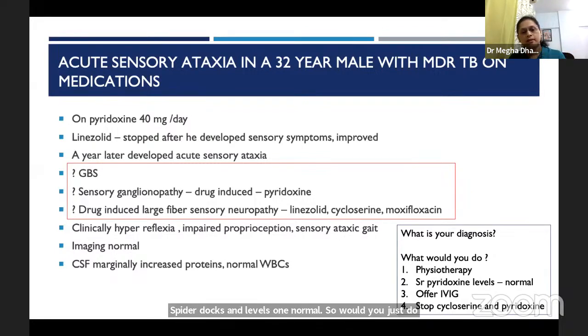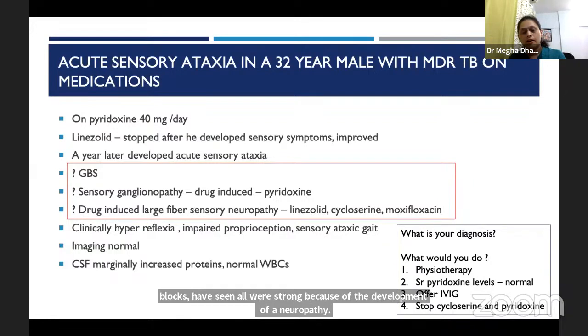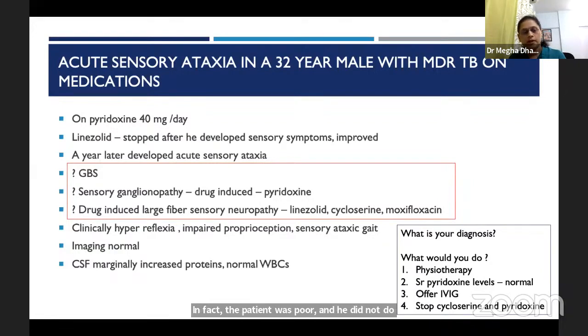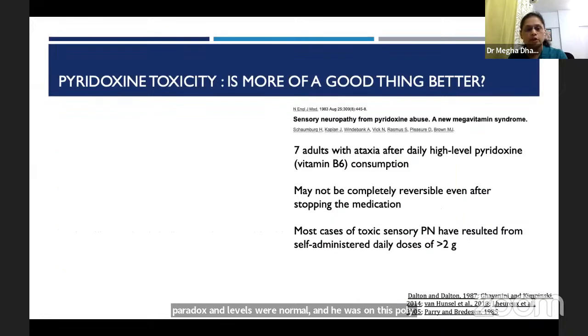Other medications, linezolid, cycloserine, moxifloxacin, all were stopped because of the development of a neuropathy. In fact, the patient was poor and he did not do anything. He refused IVIG. Eventually, after 3 months, he improved gradually. He's walking normally now and he's happy. So I feel this is a drug-induced sensory neuropathy, may not be a neuronopathy, because of hyperreflexia, and the pyridoxine levels were normal, and he was on this polytherapy. So probably it was neuropathy which confused the picture.